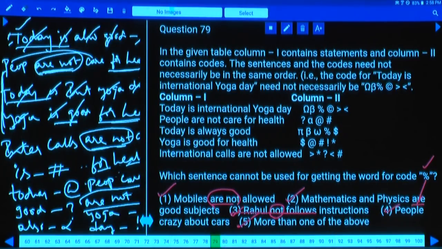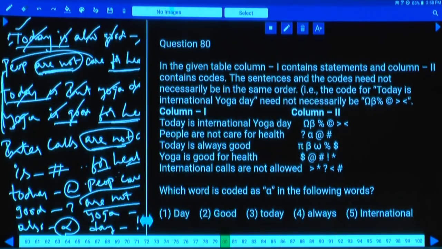Which is coded as alpha? Also. And which is coded as alpha here? That is also, and that is always. Always. That is choice 5. Choice 4. Now this is about question number 76 to 80. Clear? Just go through this one once again after going to our home, 76 to 80.